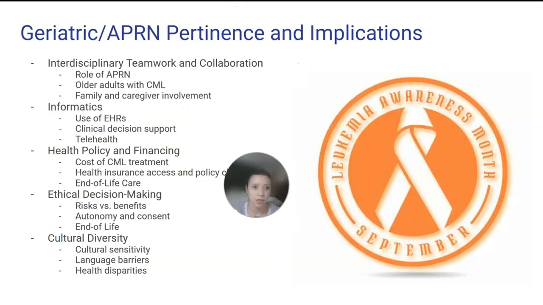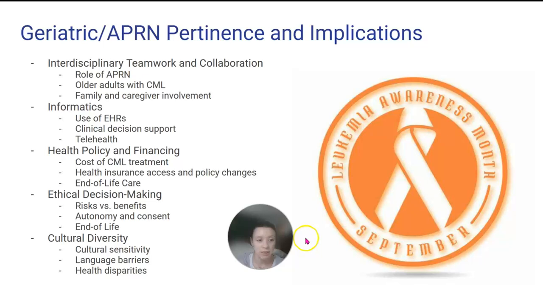So finally, we're looking at geriatric and APRN implications. Interdisciplinary team, we have to work with other specialties, especially because a lot of our patients are geriatric and will have other comorbidities. We may even have to involve family members in their care as well. We can use EHRs to communicate with our interdisciplinary team, support our clinical decision making since we have more availability to more up-to-date information. And we can even use telehealth to talk to our patients who may not have transportation, may be disabled, and cannot make it in to see us, especially in the older population.